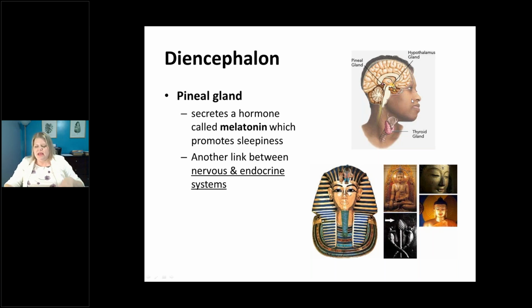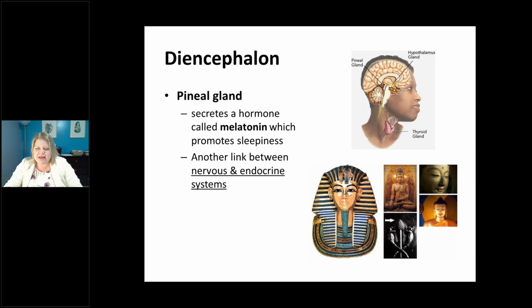The pineal gland has a significance historically to it. They don't really know why, but it's kind of the gateway to an altered reality, because melatonin, which is secreted from the pineal gland, promotes sleepiness and connects us into the dream world. So if you've ever taken melatonin as a supplement, maybe you've noticed that your dreams are a little bit more vivid. And historically, there's a lot of artwork that is highlighting the pineal gland as the third eye.